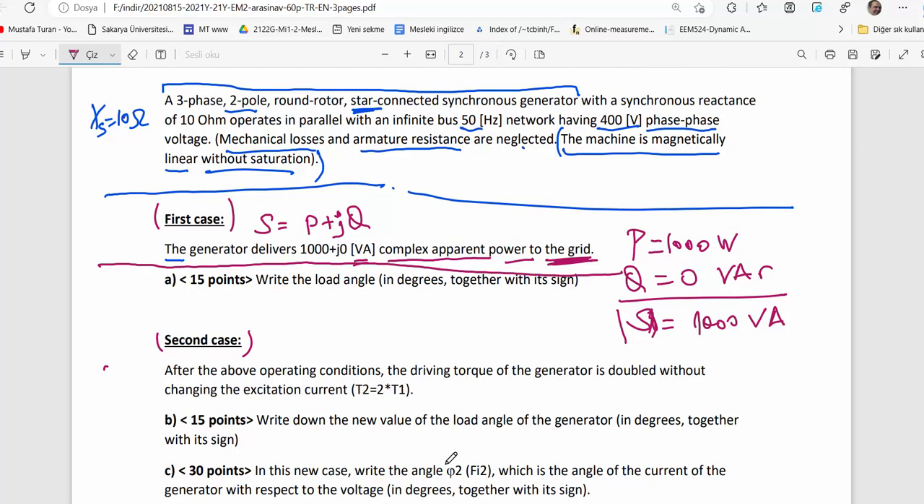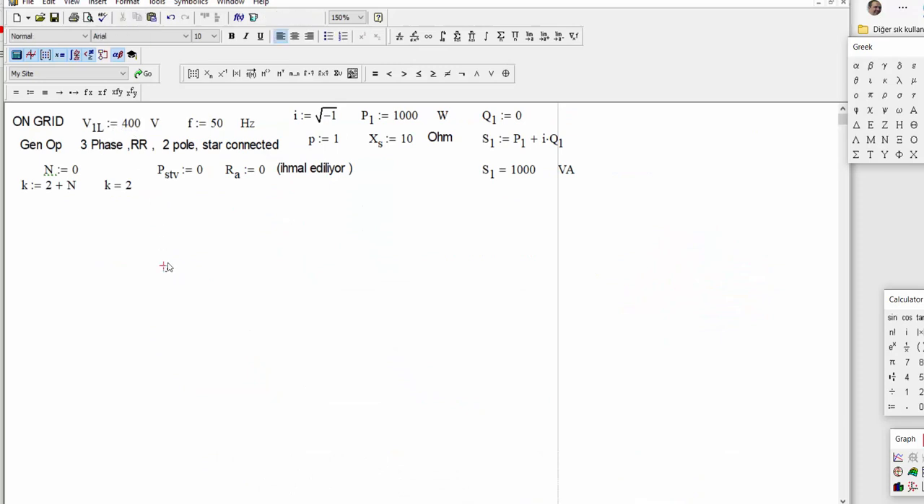Okay, let's define all this information in Mathcad. 400 volts on-grid operation, 50 Hertz, and the complex variable, let me say i, is defined. Delivered power, let me say P1, is 1000 watts. There is no reactive power given, so apparent power can be written like this. And as a result you observe only the active component.